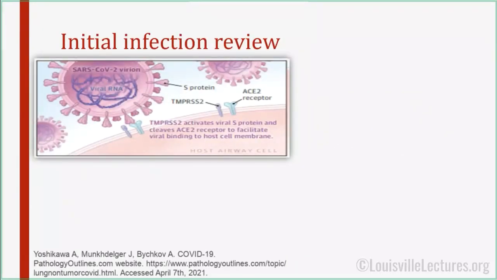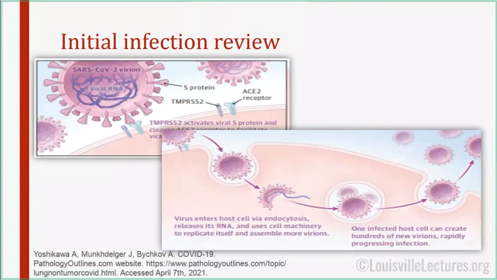So this is just another quick view of the actual invasion of the host cell by the virus. And again, there's the spike protein, the activated transmembrane serine protease, which again, as I mentioned, helps facilitate entry of the virus into the cell. And then once in, again, as I mentioned before, the RNA, the genetic material, gets released. And through that series that I mentioned, we get new virions formed and then released into circulation.